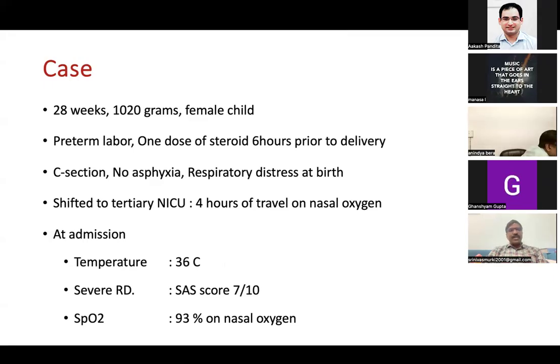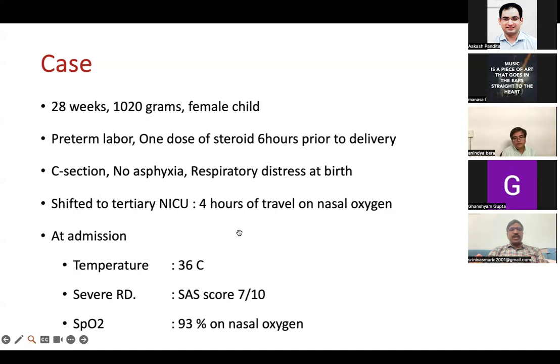So here we have a 28-weeker, 1,002 grams girl child born by preterm labor. 1 dose of steroid was given 6 hours prior to delivery. So we know that this is an incomplete steroid coverage. The baby was born by C-section. There was no asphyxia. Baby had started having respiratory distress from birth, and he was shifted to a tertiary care NICU 4 hours after birth on nasal oxygen. So he comes to the NICU where respiratory distress is managed 4 hours after birth.